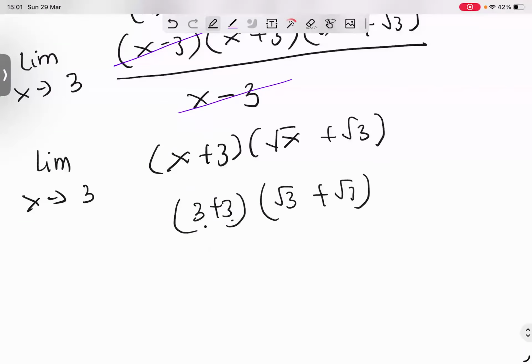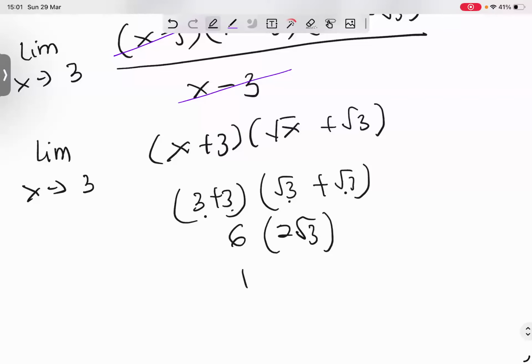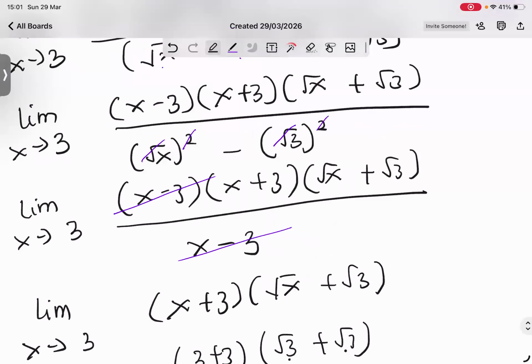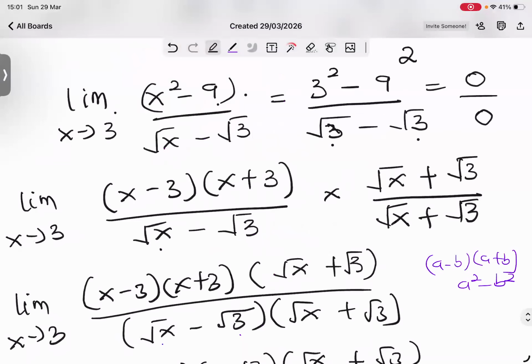3 plus 3, that will be 6, times square root of 3 plus square root of 3, that will be 2 square root of 3. And this is 12 square root of 3. So the limit does exist. It is 12 root of 3 instead of 0 over 0. Any questions on that? I'm sure you don't by now.